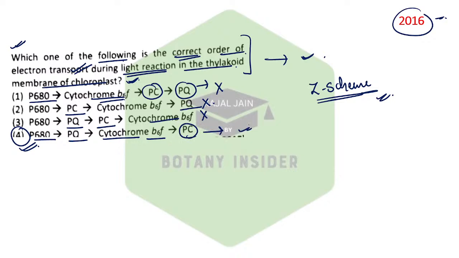You have to remember the entire sequence in detail, because for marking the correct answer, you should have knowledge related to the same. If you look into the detailed sequence, first you have pheophytin, then you have plastoquinone A, then plastoquinone B, then cytochrome B6F complex, then plastocyanin.